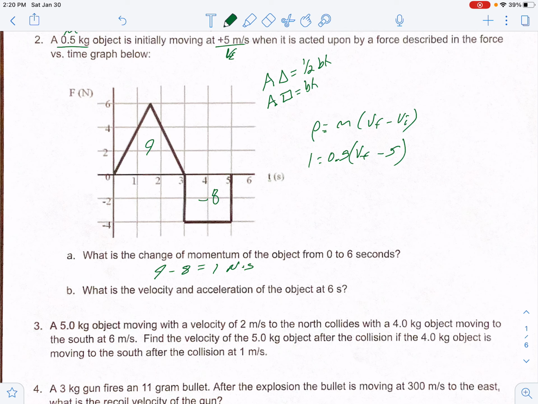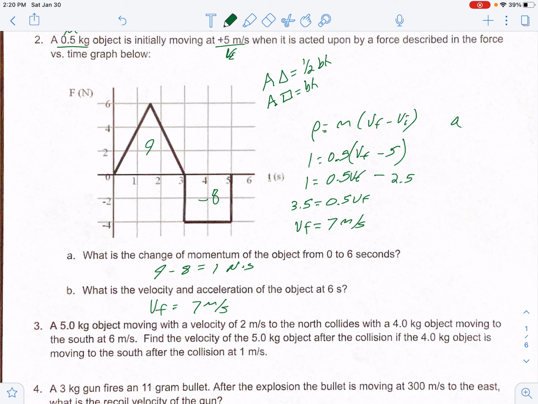Okay, so I'm going to clean this up a little bit. So 1 equals 0.5 vf minus 2.5. I'm going to bring that negative 2.5 over. It becomes positive, so this becomes 3.5 equals 0.5 vf. Divide both sides by 0.5, and you get a final velocity of 7 meters per second. Okay, so there's my velocity. My final velocity is 7 meters per second.